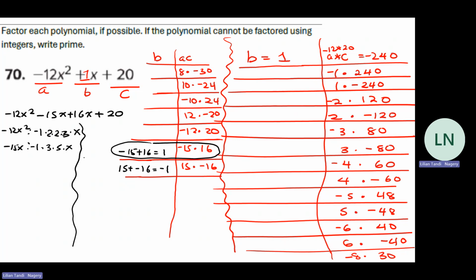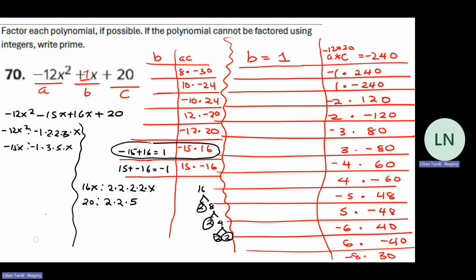Okay? I'm going to do here 16x and 20. This one becomes 2 times 2 times 2 times 2 times x. If you break down 16, you get 2 times 8. Break down 8, 2 times 4. Break down 4, 2 times 2. Okay? Now let us do 20. That will be 2 times 10, so 2 times 2 times 5.